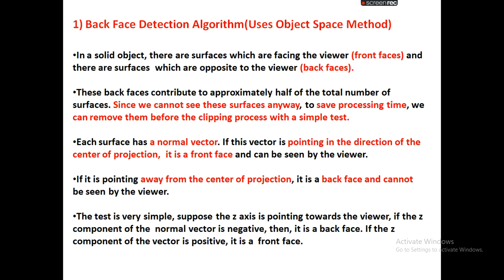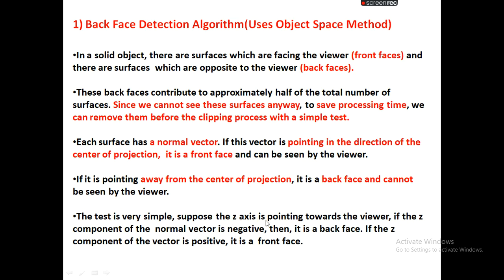If you draw the normal vector from that triangle, it is moving from left to right, and we are viewing that object from right to left. When both are opposite in direction, you can say that it is a front plane of the object. If it is pointing away from the center of projection, definitely it is a back face, and the observer cannot view that particular face of the polygon. So this test is very simple.